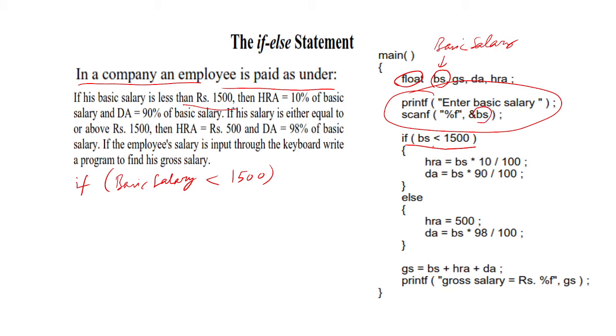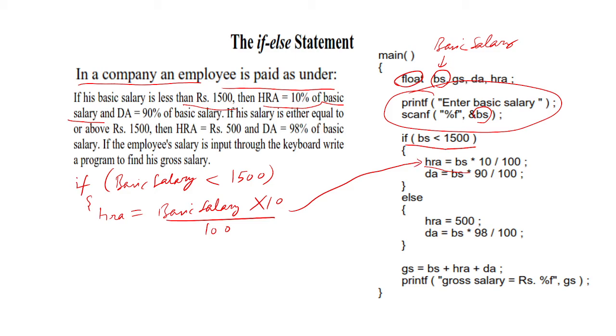After that we check if BS is less than 1500, then it is given that HRA is 10% of the basic salary. So here HRA is calculated: HRA is equal to basic salary into 10%. In this way HRA is calculated, written as a C statement here. HRA is a variable of type float because we have to calculate a percentage.